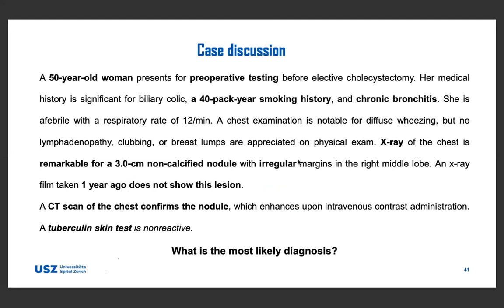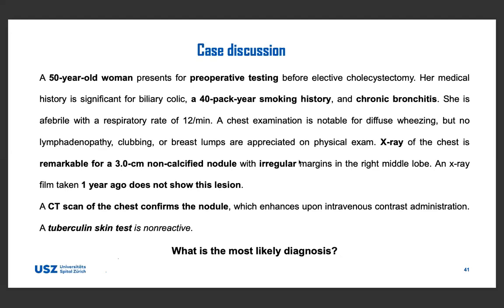Now we will come to a case. I will read the case, and then we have questions, and then you will have time to raise your hand. Our moderator will make sure that you can talk, and then you give the answer. So in this case, we have a 50-year-old woman who presents herself for preoperative testing before elective cholecystectomy. It means she needed some kind of surgery which had nothing to do with the lung, and the anesthesiology department wanted to make sure that her heart, her lung, everything works fine before doing the anesthesia.